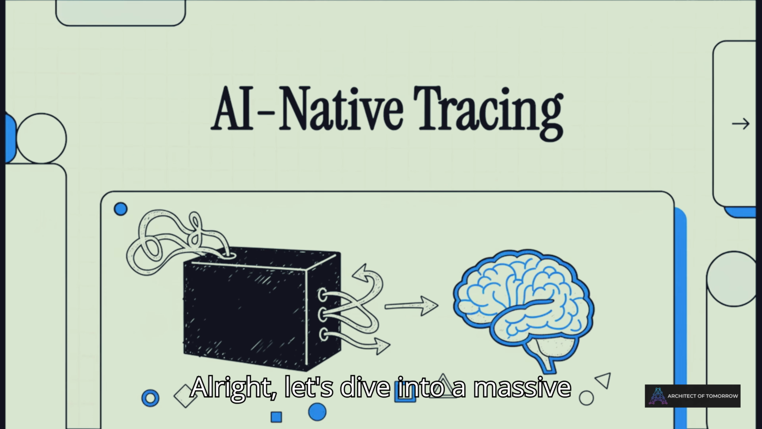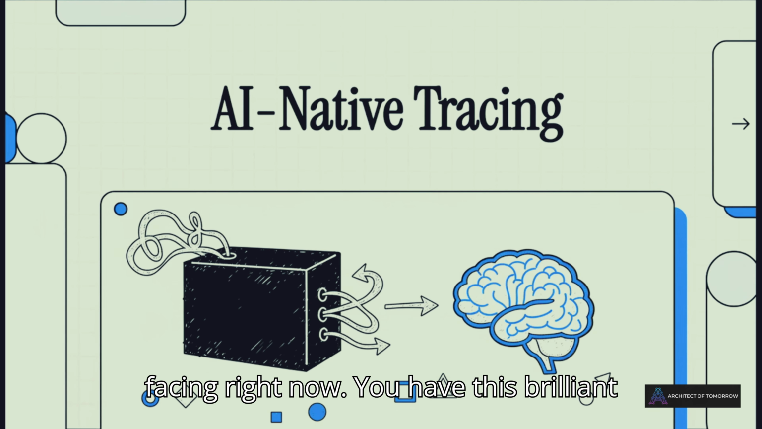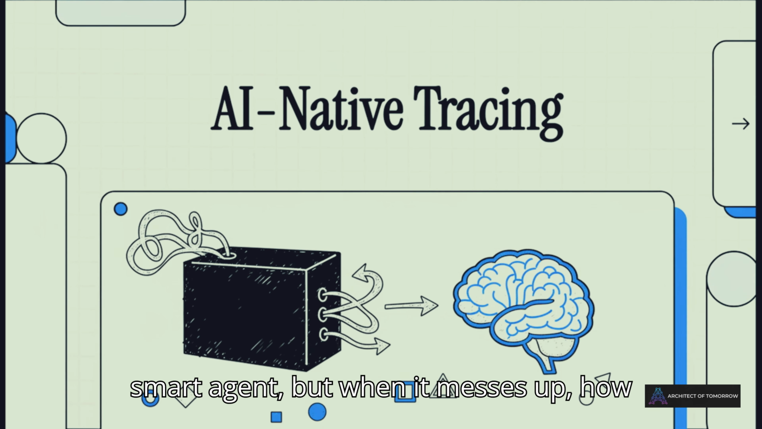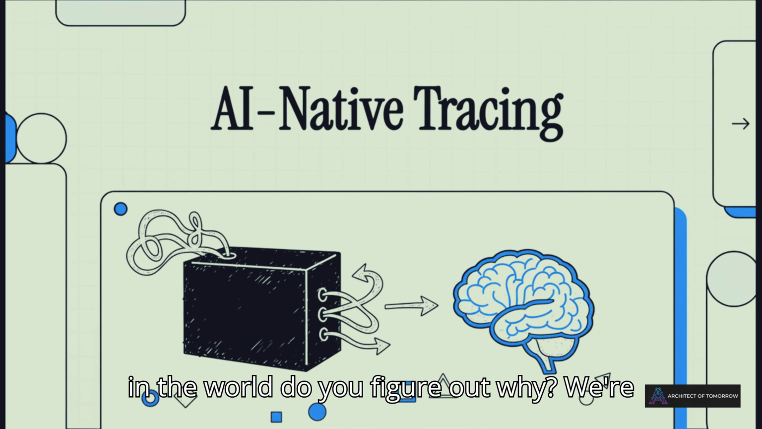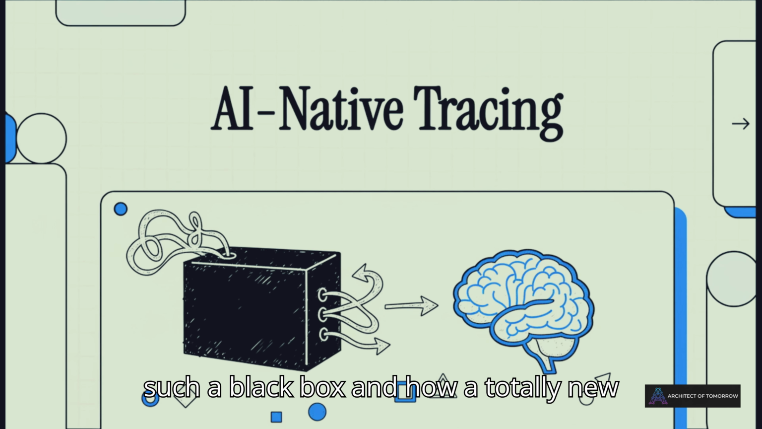All right, let's dive into a massive problem that anyone building with AI is facing right now. You have this brilliant, smart agent, but when it messes up, how in the world do you figure out why? We're going to talk about why these agents are such a black box and how a totally new approach is finally prying that box open.